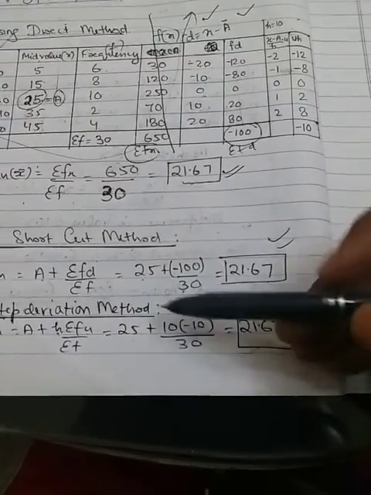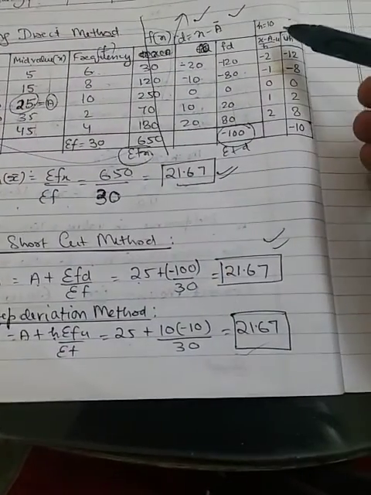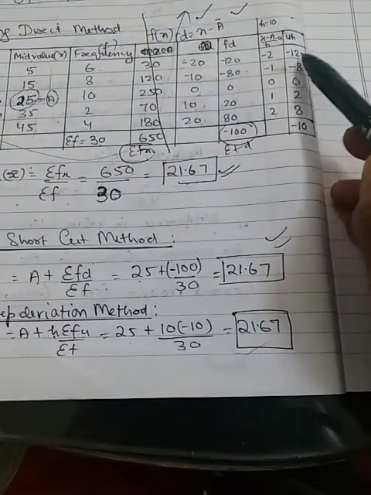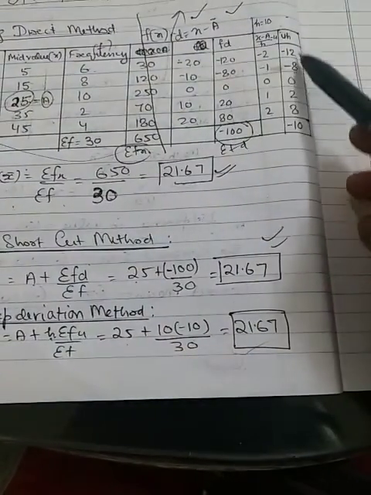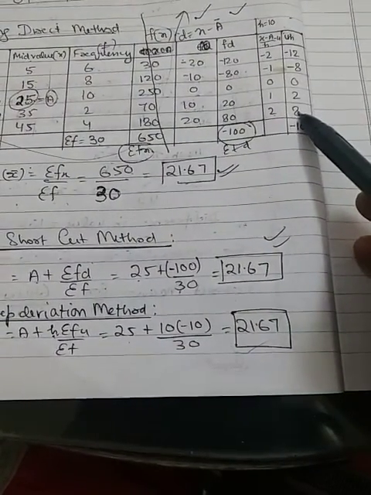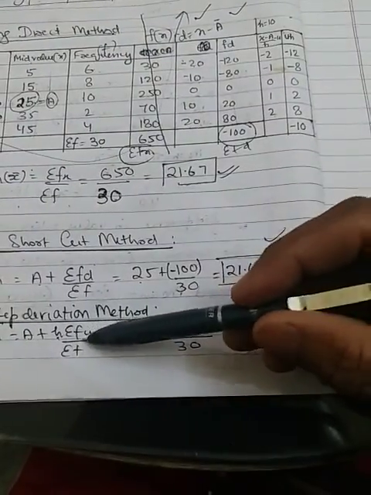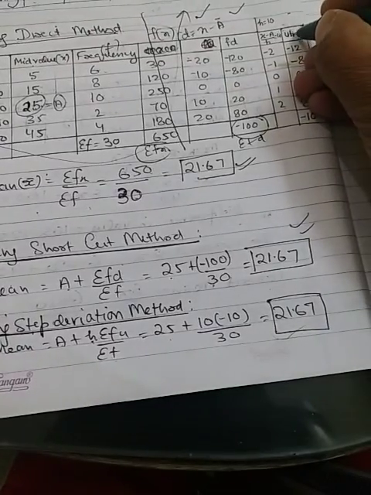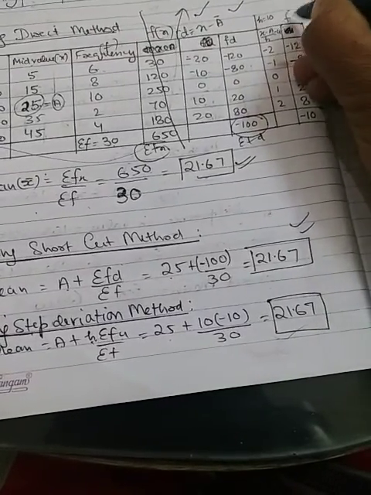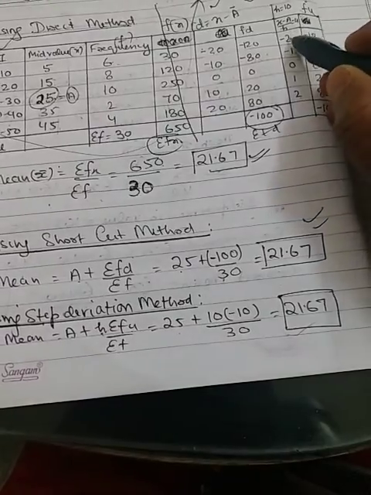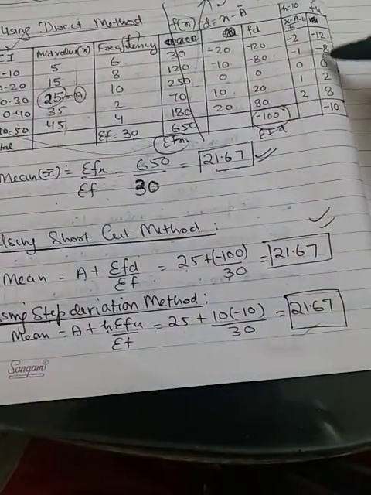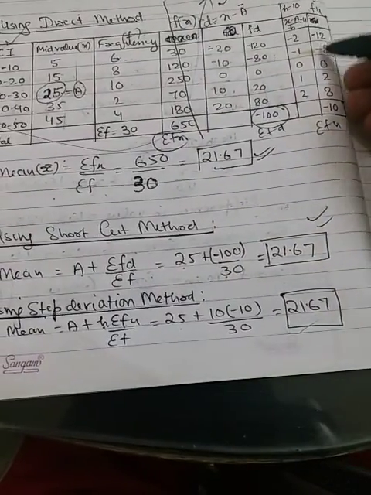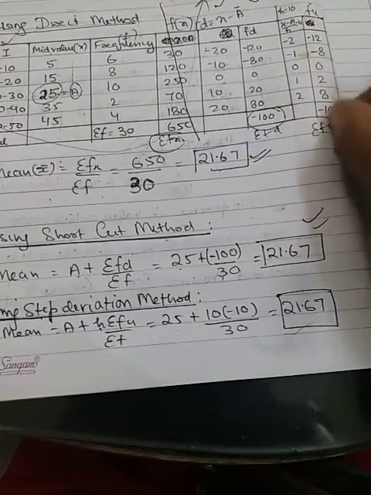Now as per the formula we require f into u. So multiply f into u. This u we have got, multiplied by f. 6 into minus 2 is minus 12. 8 into minus 1 is minus 8. Now we require sigma fu. So add all the fus, we get sigma fu.